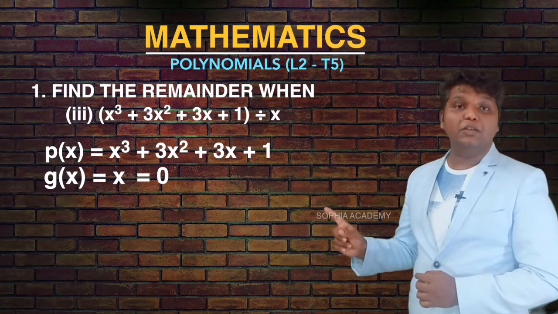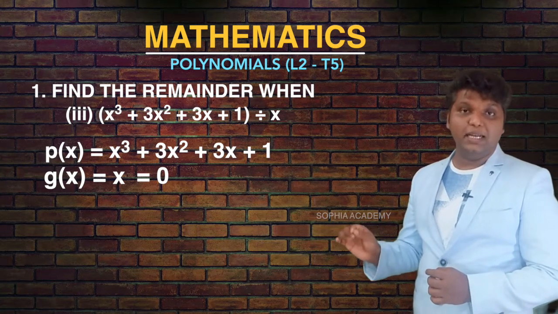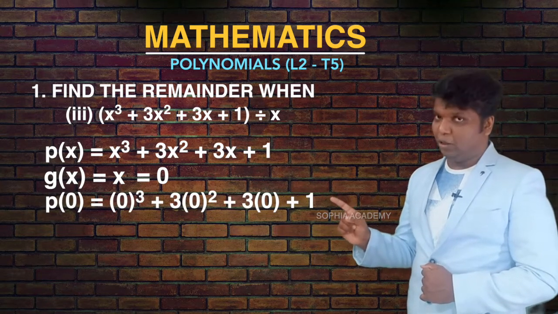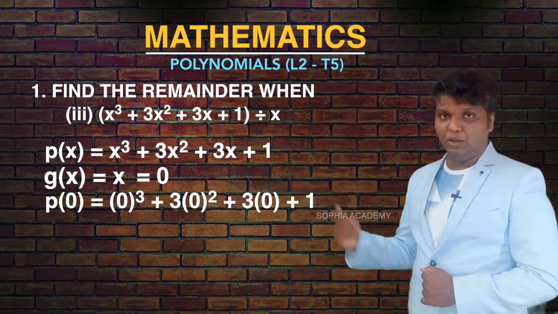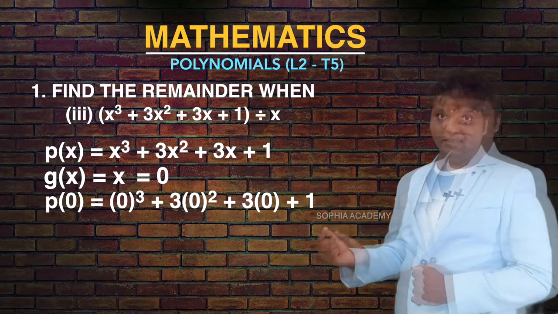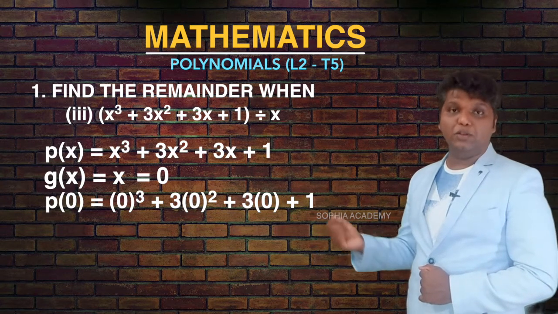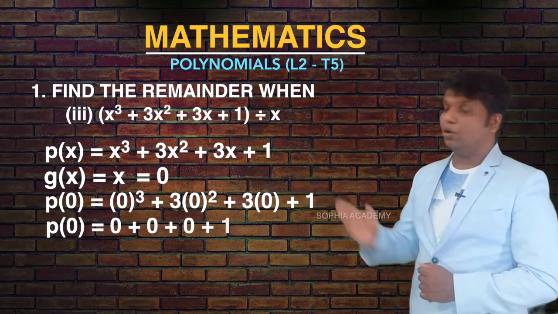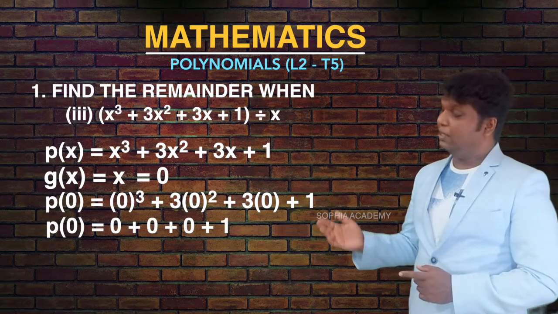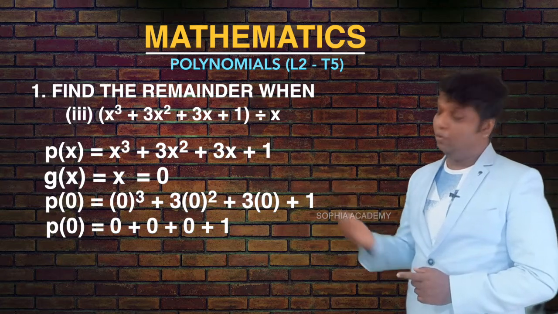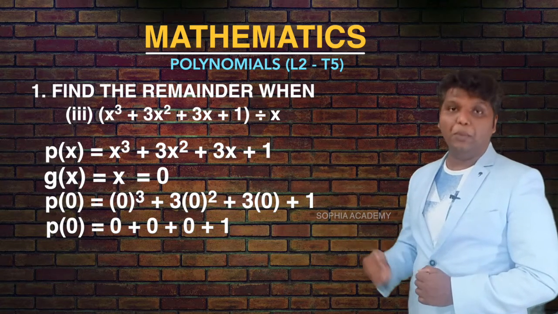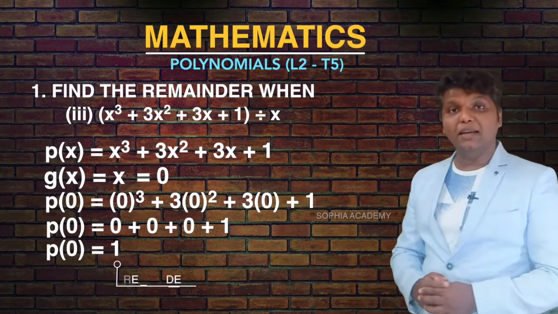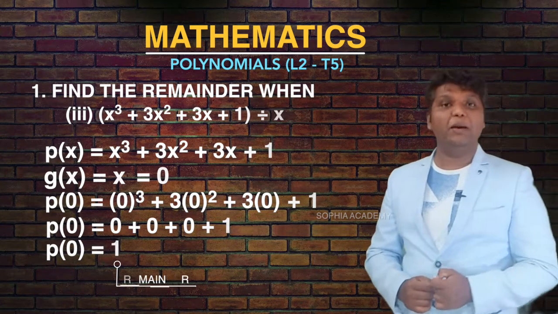So p of x is equal to x cube plus 3x square plus 3x plus 1. So p of 0 is equal to, instead of x you substitute the value 0 for every x. 0 cube plus 3 into 0 square plus 3 into 0 plus 1. What is 0 cube? It is 0. 3 into 0 square, again 0. 3 into 0, again 0, plus 1. Adding all together you will get 1. So 1 is the remainder when you divide the given polynomial by x.